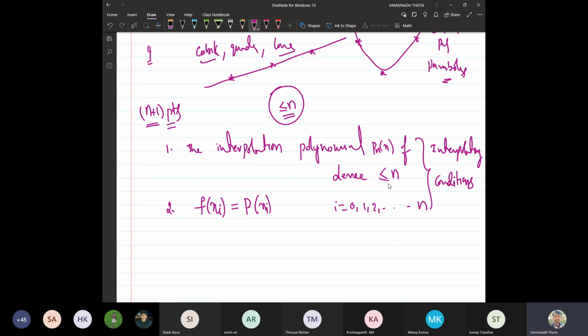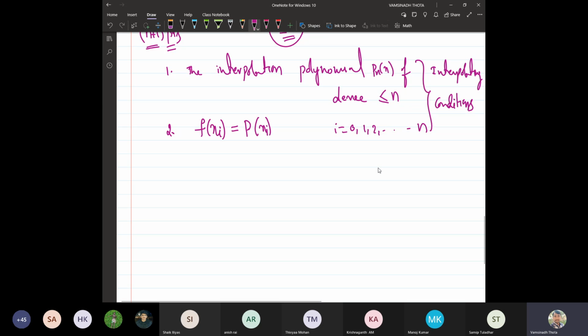So for the entire unit, we remember the conditions. Now assume that we have determined Pn of x. Pn of x means the interpolating polynomial of degree less than or equal to n. Assume that we have evaluated Pn of x.